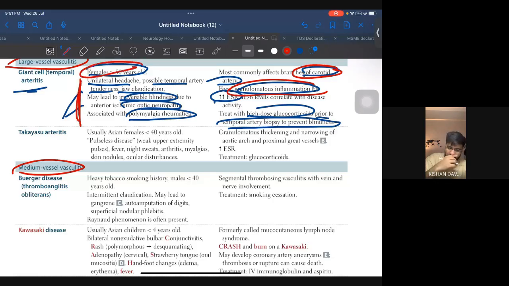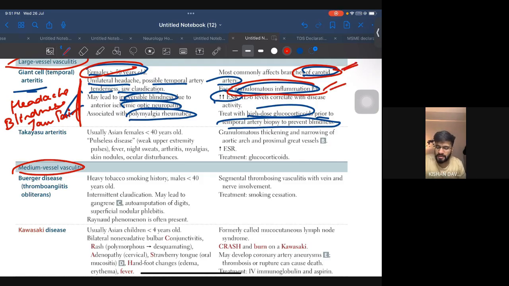Age is more than 50. And if they are saying headache and blindness and jaw pain, these three things will be given. Headache, blindness, and the next one will be jaw pain. Okay, so you have to keep in mind this is talking about the giant cell temporal arteritis along with granulomatous inflammation, carotid artery. That's it. Okay, very important. Most commonly asked. Most commonly asked.